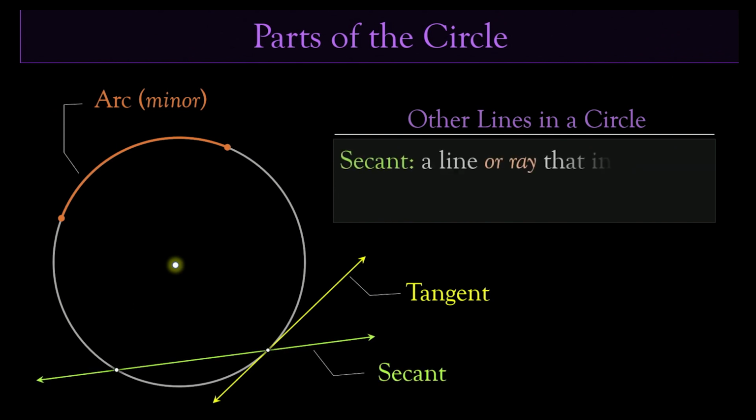Next, we have the secant. So that green line there is called a secant. The secant is different from the tangent in that the tangent touches the circle at one point while the secant crosses at 2 points. So any line that crosses the circle at 2 points, notice it crosses. So it's different from a chord because the chord has an end point. So the chord ends at that point and at that point. So it doesn't extend out. The secant extends outward. So a secant is a line or ray that intersects the circle at 2 points.